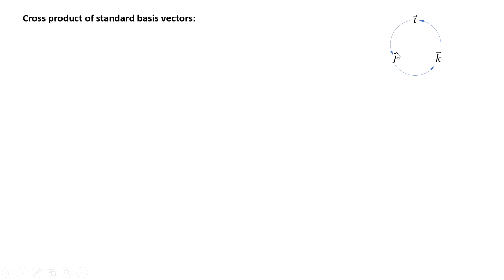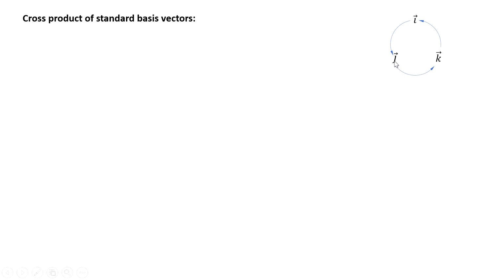The idea here being, we start at i, and the arrow is indicating the direction we need to go. If we go in the direction of the arrow, that means we are going in the positive direction. And so i cross j in that case would be this one, which is positive k. Cool. We are not going against the grain. We are going along with the grain. So i cross j equals k.